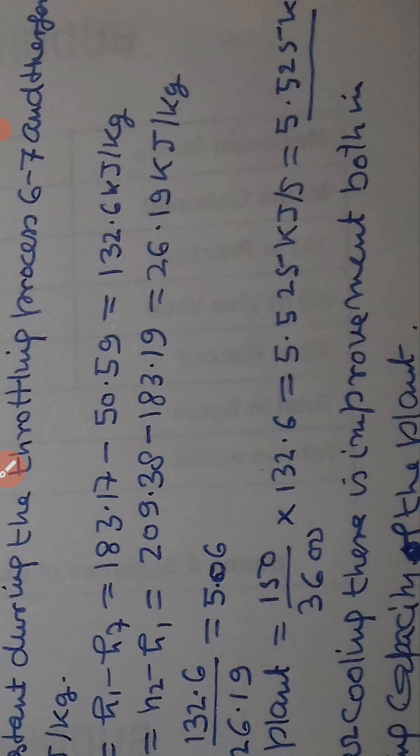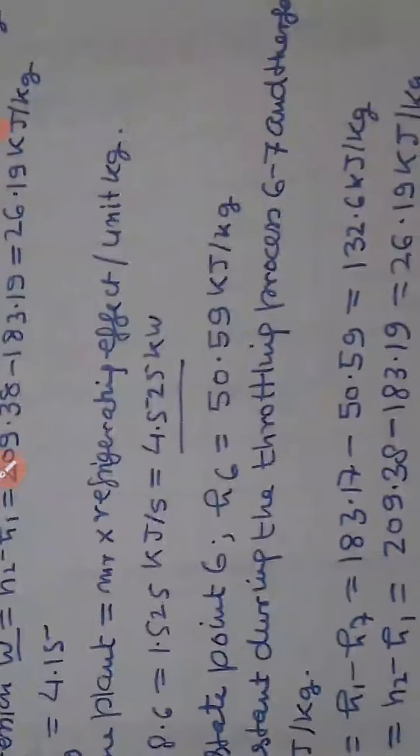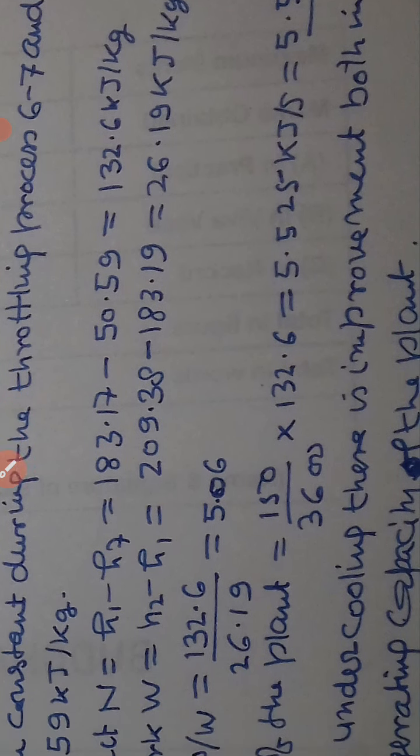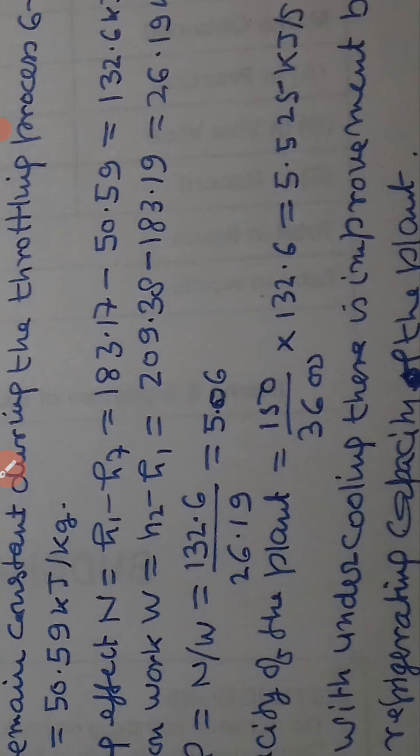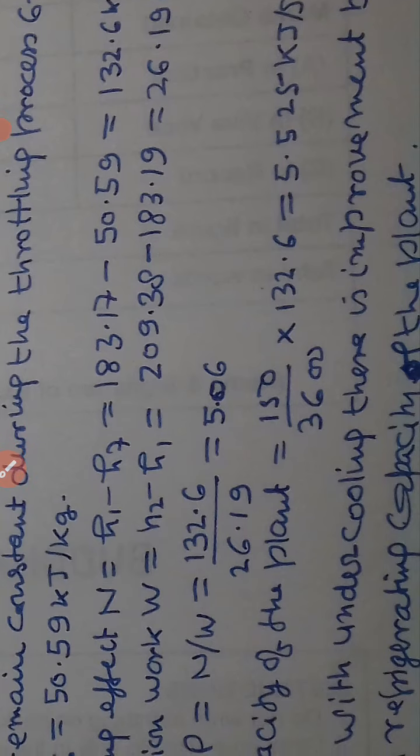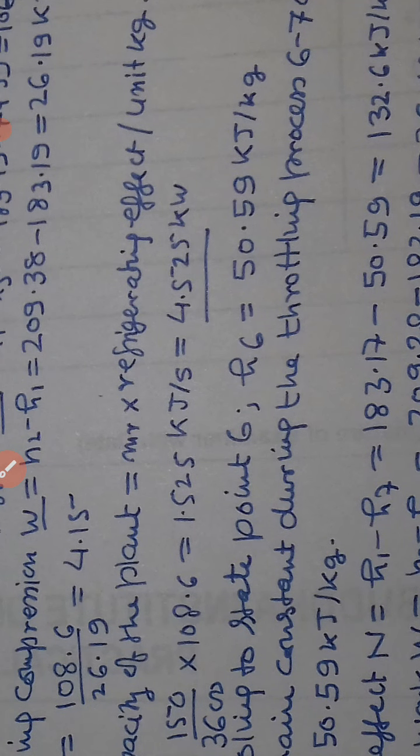Okay. Now comments. In the question it has been asked to give comments on the result. So the comment is, with undercooling there is improvement both in COP and refrigerating capacity of the plant. This is the comment about the improvement in coefficient of performance and improvement in refrigerating capacity.